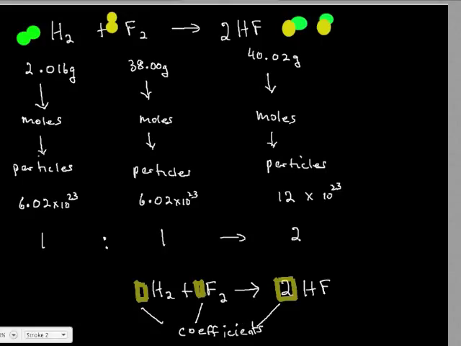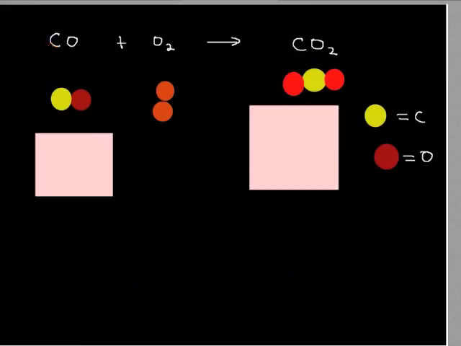So keep in mind that a chemical equation has to be balanced before we can predict the quantities of products formed by mass mole conversion we learned in the mole concept video. So let's go ahead and practice balancing chemical equations. Let's say you have carbon monoxide reacting with oxygen to produce carbon dioxide.